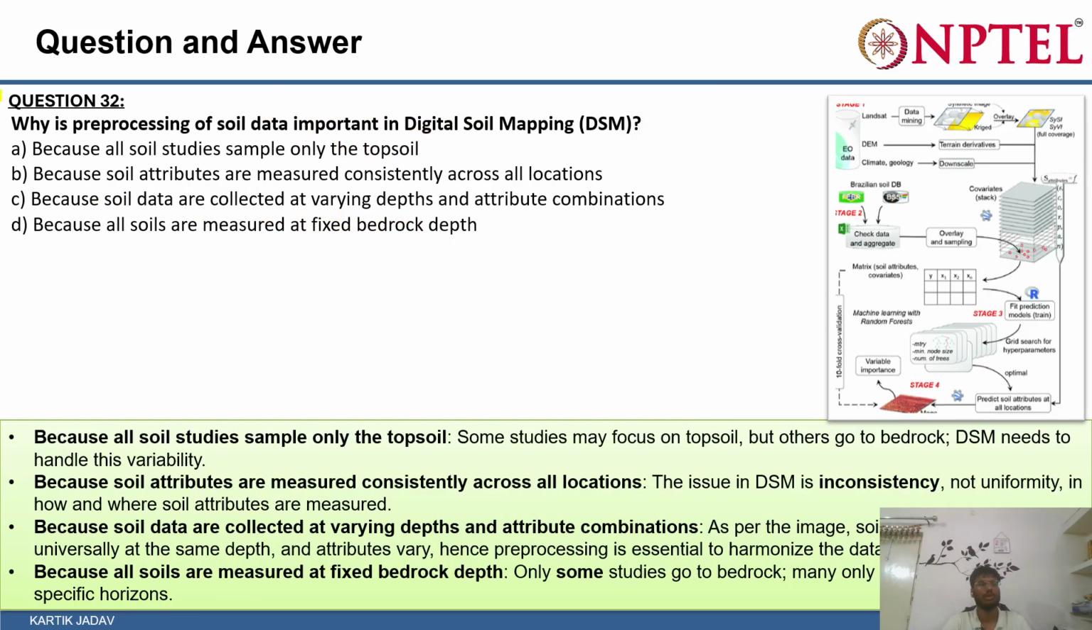Question number 32. Why is pre-processing of soil data important in digital soil mapping? Because all soil study samples are only the topsoil; because soil attributes are measured consistently across the locations; because soil data are collected at varying depths and attribute combinations; because all soils are measured at a fixed bedrock depth. We know that some studies may focus on topsoil, but others go to the bedrock. So digital soil mapping needs to handle this variability.